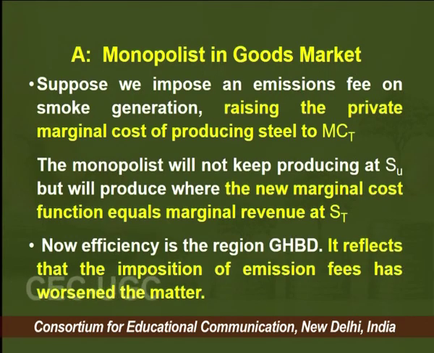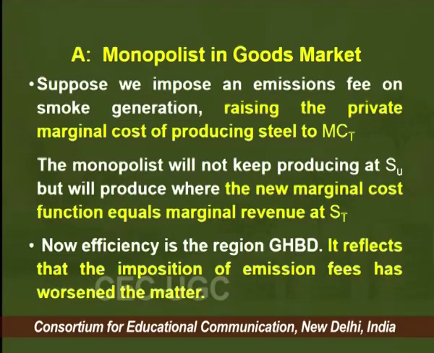Now, suppose we impose the emission fee on the smoke generation, raising the private marginal cost of production to MCT. Suppose that typical firm is imposed with prices or taxes on pollution, then the monopolist will not be able to sustain SU, but will produce somewhere else. And what will be the point of production? It is where the marginal cost function is equated to marginal revenue at ST. So the new marginal cost curve, which is MCT, is equated to MR. And now the efficiency region which results is GHBD.